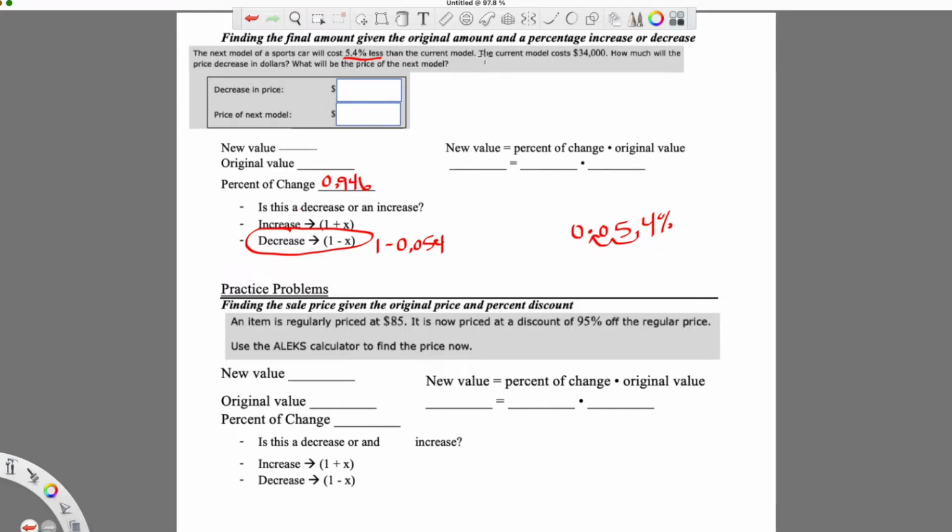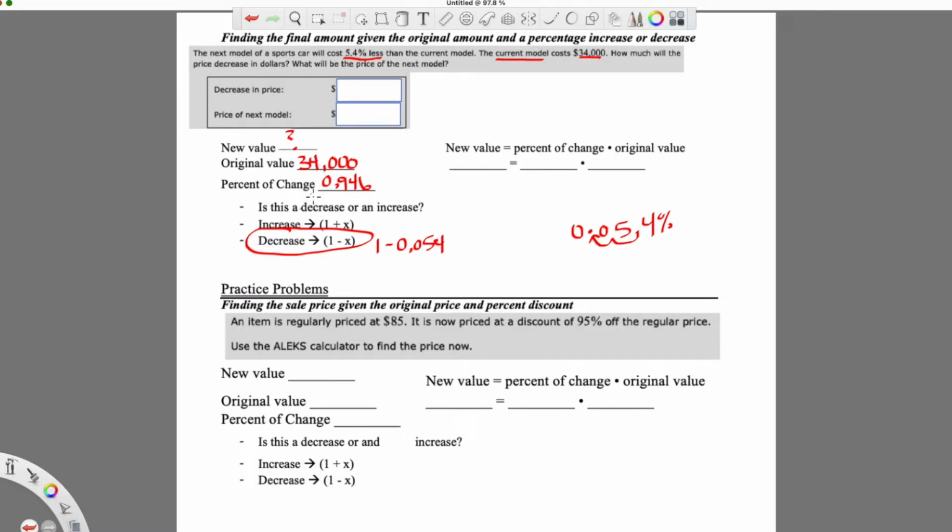All right, so let's read the second sentence. The current model costs $34,000, just $34,000. So current model, right now, it costs $34,000, but that's not necessarily what I'm going to pay. And I know I said that at the beginning, like, what am I going to pay today? But I want to buy the new model whenever it comes out. So that's going to be the new price, the new model. The original one is the cost of the current model right now, because that's what we're changing it from. And so I don't know the new model or the new value.